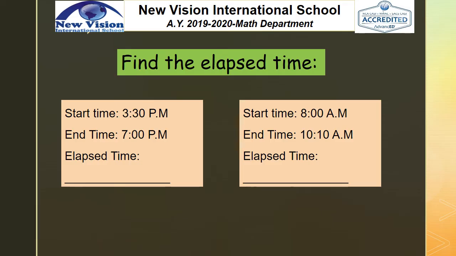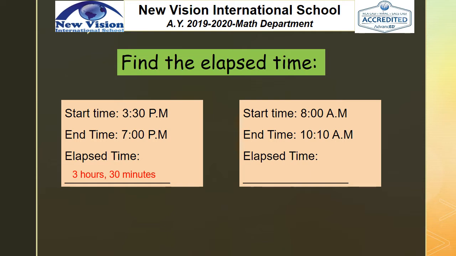Alright, so we have find the elapsed time. We have here the start time is at 3:30 p.m. and the end time is at 7 p.m. What is the elapsed time? Okay, once again, what is the elapsed time? That is the amount of time that you spent on an activity. Okay, so what is the elapsed time then from 3:30 p.m. to 7 p.m.? The elapsed time is 3 hours and 30 minutes, meaning to say you did the activity for 3 hours and 30 minutes.